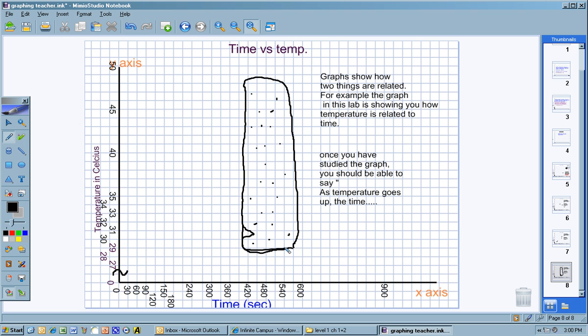So that is how to set up the graph and how to interpret the different types of graphs that you might get from this lab. Hopefully that will be helpful.